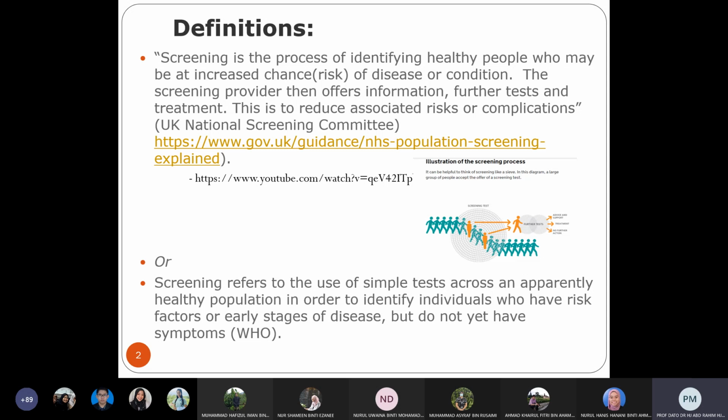Just as our challenge now, the COVID, the positive cases, the majority are actually asymptomatic. They have no sign, no symptom, and yet they are positive, and they can transmit to others. That is our concern with the COVID situation.